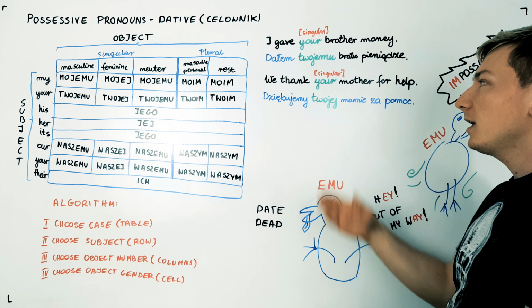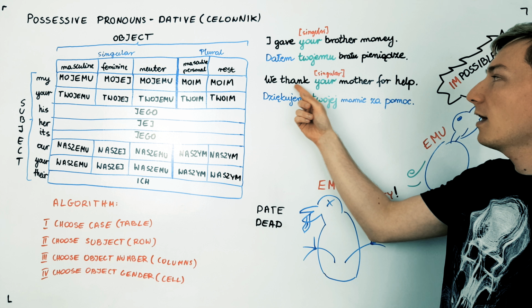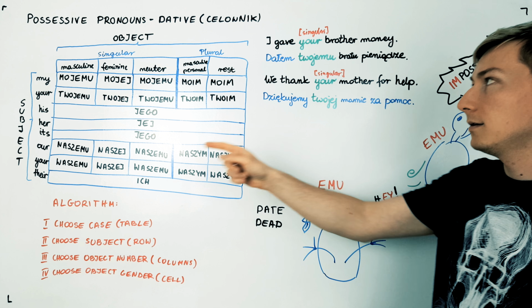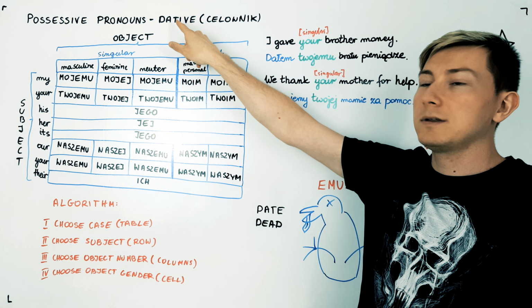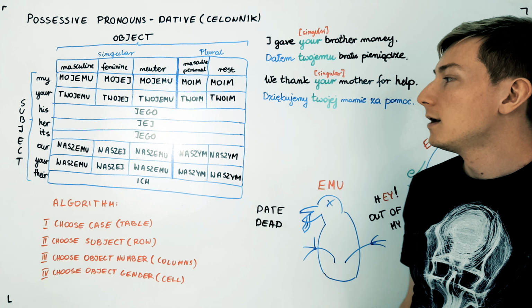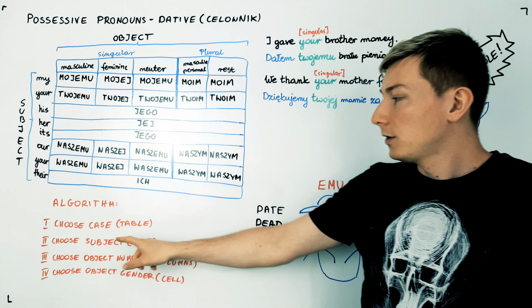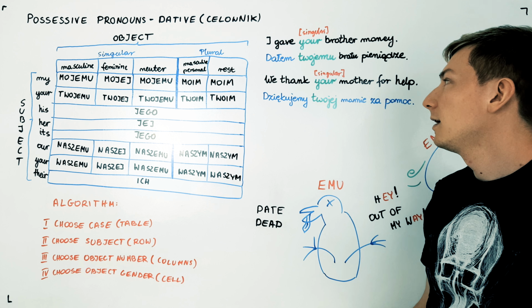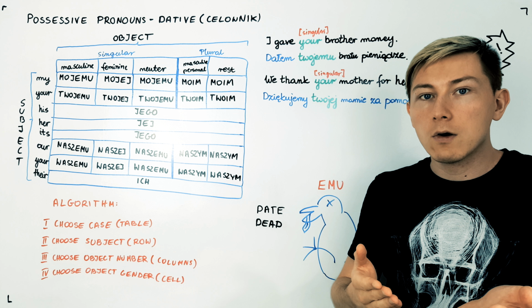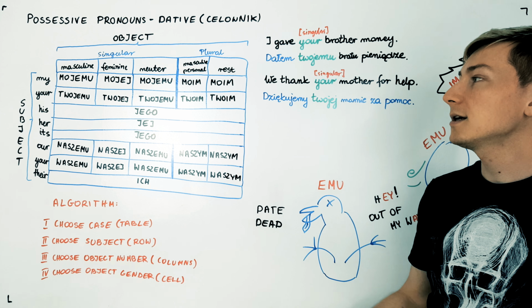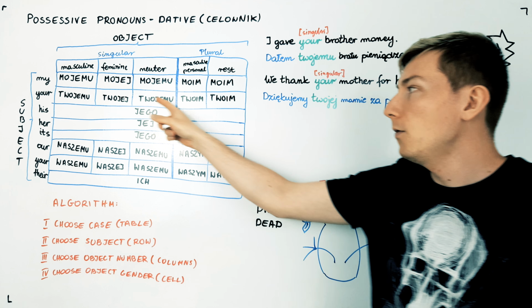Okay? And the second example, we thank your mother for help. Thank, again, it requires the usage of dative case. So we choose this table. The second step, choose subject. Again, I thank your mother, it's your singular, so you are the subject. We choose the second row.